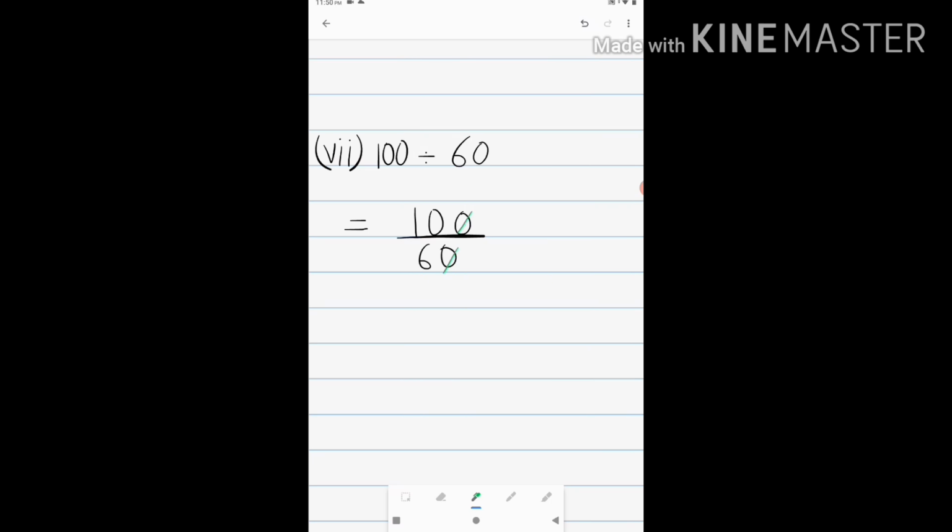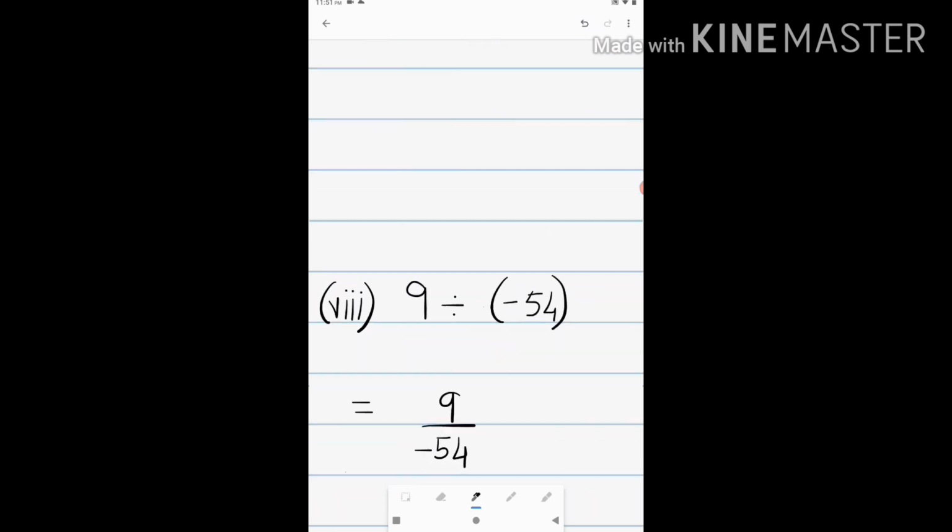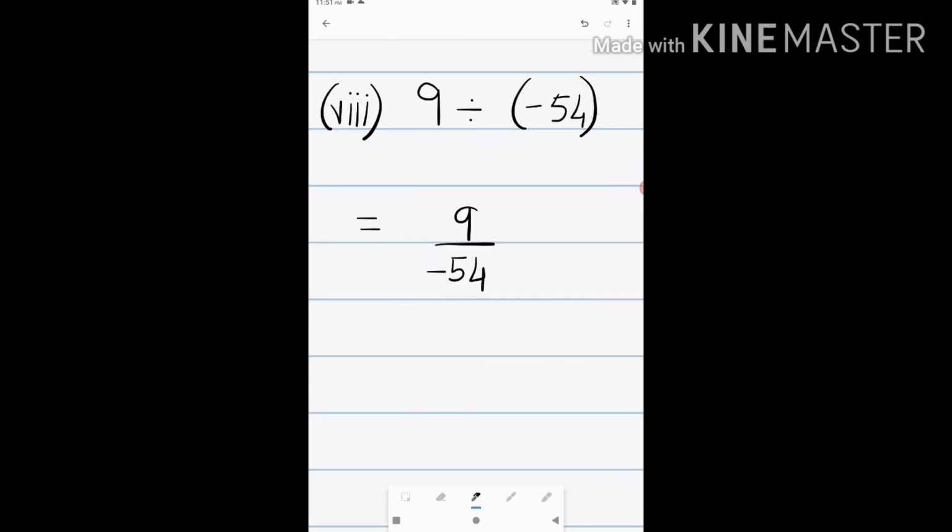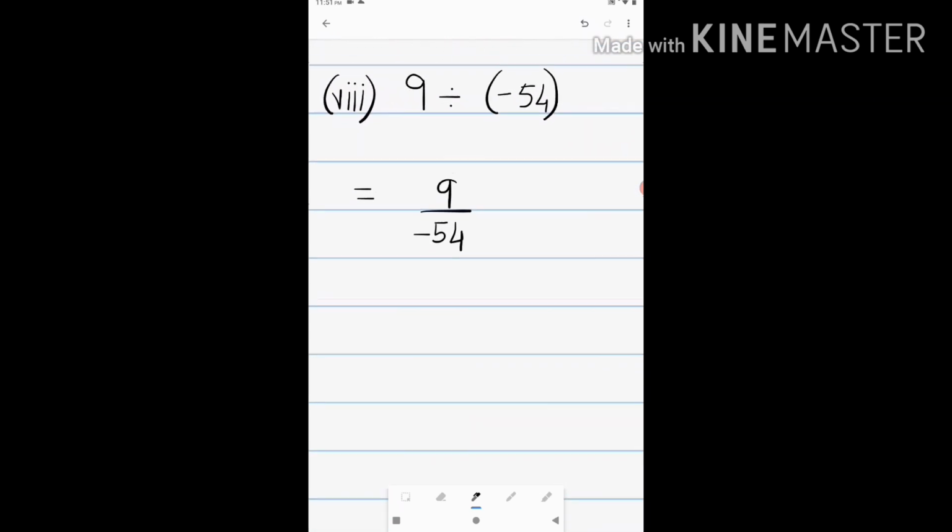Both the numbers are divisible by 2. So we'll write 2 3s are 6, 2 5s are 10. Okay. So there is no sign here. So positive sign is there. So you'll write 5 upon 3. My answer is going to be 5 upon 3. The next sum is 9 upon minus 54.